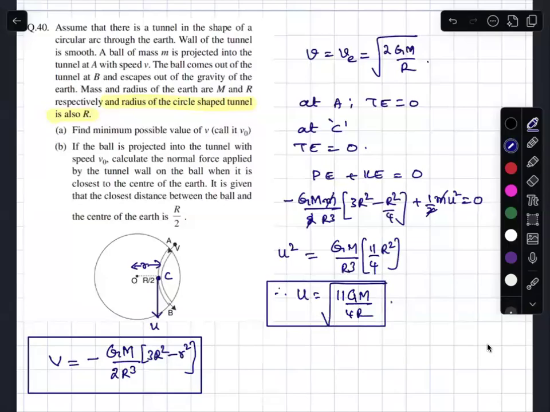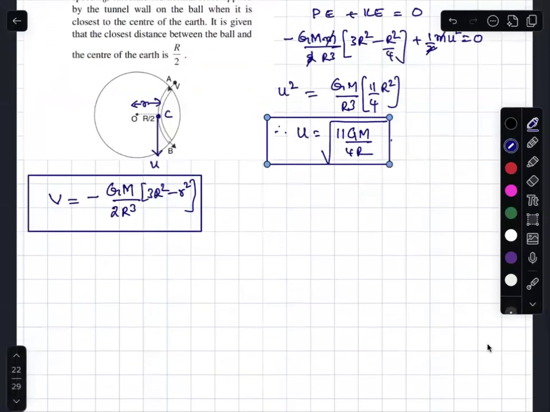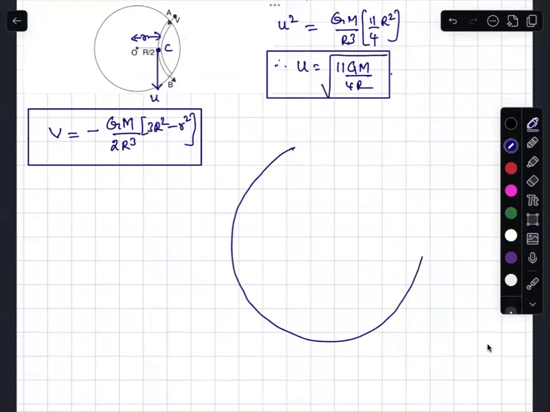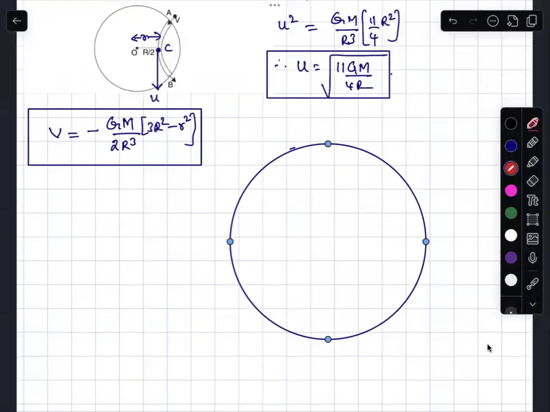That is not your question. They want normal reaction. By the way, don't forget this is also a circle. At this point, you have a velocity u. And this object is experiencing gravitational force. And by the way, this is inside some tunnel, so this will experience a normal reaction.